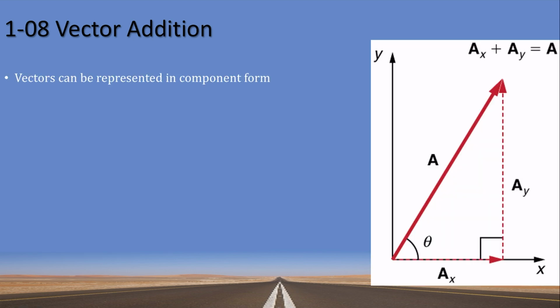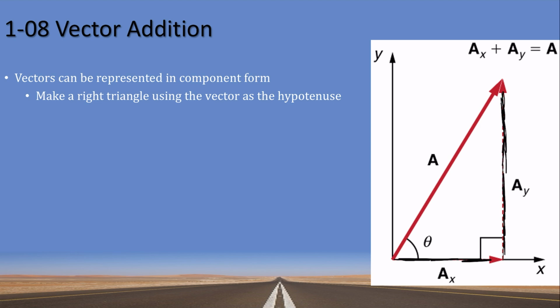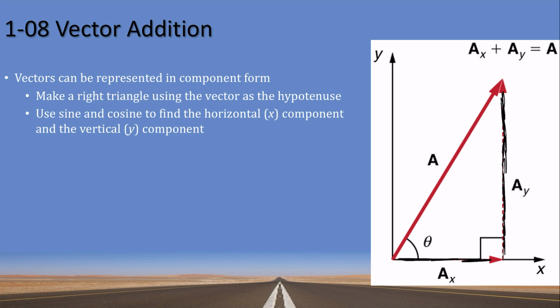Vectors can be represented in component form. What does that mean? It means we make a right triangle with the vector as the hypotenuse. And so then you've got these two other sides of the right triangle. They are the components. We're going to use sine and cosine to find the horizontal, or x component, and the vertical, or y component. If you don't remember, I'll give you the formulas for sine and cosine in a second.